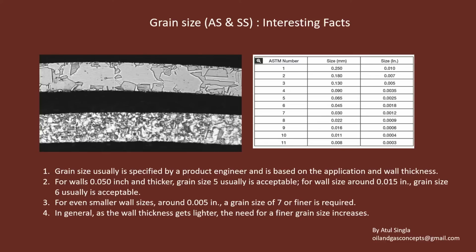material. In general, as the wall thickness gets lighter, the need for finer grain size increases. As we discussed, if the wall thickness is very high, then the grain size does not have much impact. Once the wall thickness becomes less, thinner, then the grain size plays a really important role. So this is how we can associate the grain size, the ASTM number, with respect to the ASTM standard, and we can identify the acceptance and rejection criteria, and we can define the mechanical or chemical properties.